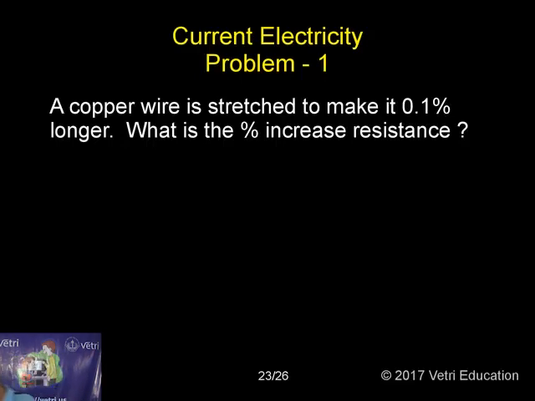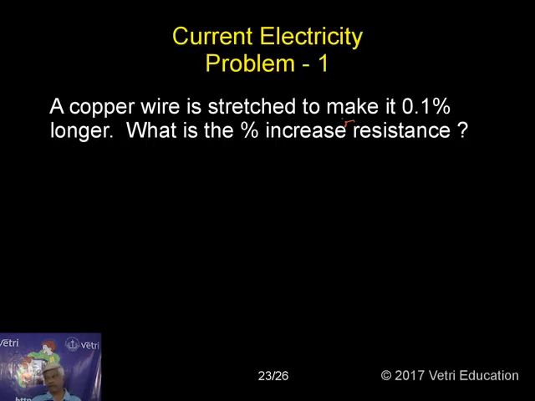So here is the current density problem, the very first problem. A copper wire is stretched to make it 0.1% longer. What is the percentage increase in resistance? So how can you solve it? A copper wire is stretched to make it 0.1% longer, so the length of the wire increases. What is the percentage increase in resistance?